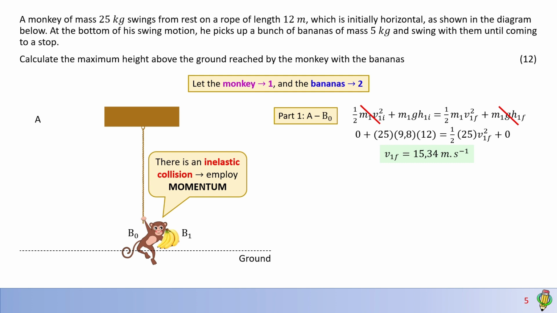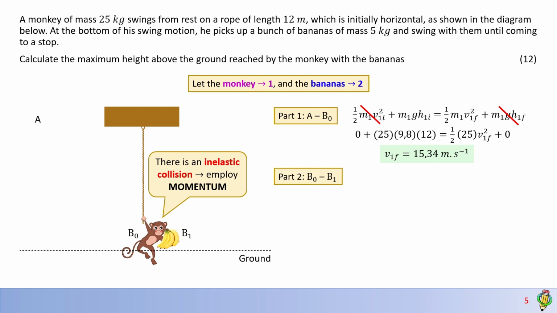At this moment, we have an inelastic collision because the monkey will pick up bananas that he'll then move away with. So he's going to lose some of his initial velocity. Energy is not conserved because the collision is inelastic. So we go to momentum for this part between B0 and B1. Then part 2 from B0 to B1.